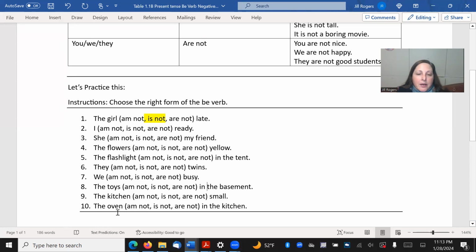Number 10, the oven am not in the kitchen. The oven is not in the kitchen. The oven are not in the kitchen.